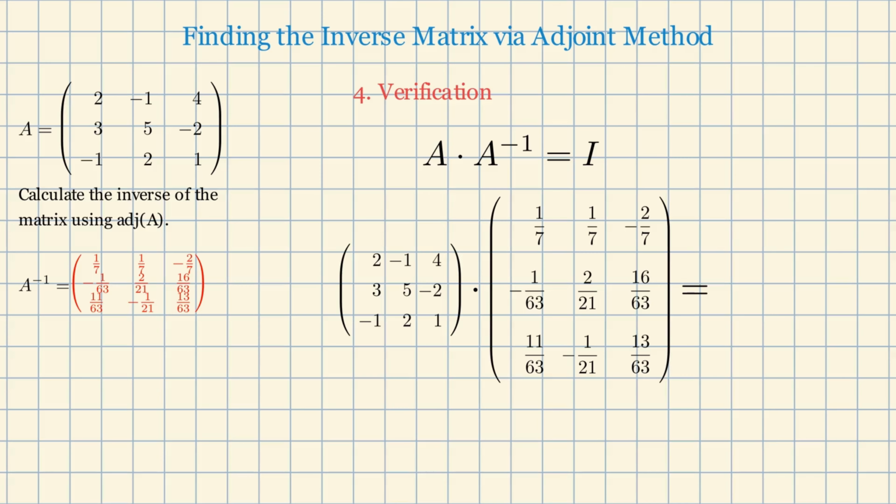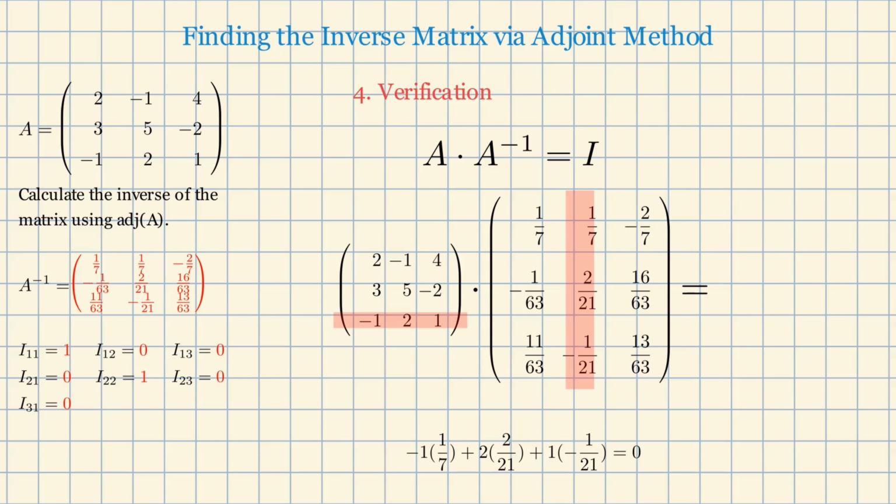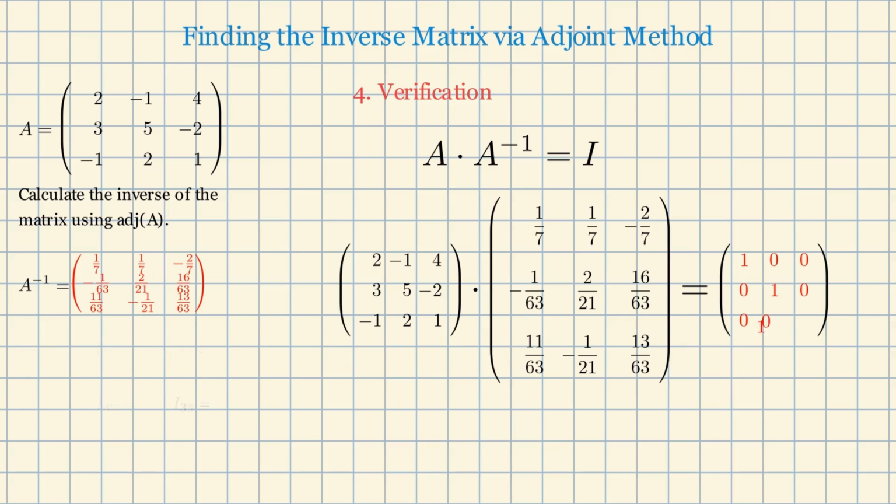When performing the multiplication, you multiply the elements of the rows of the first matrix with the corresponding elements of the columns of the second matrix and add up the results. In order, I11 equals 1, I12 equals 0, I13 equals 0, I21 equals 0, I22 equals 1, I23 equals 0, I31 equals 0, I32 equals 0, I33 equals 1. This gives us the identity matrix. That means the matrix we found is the inverse of A.